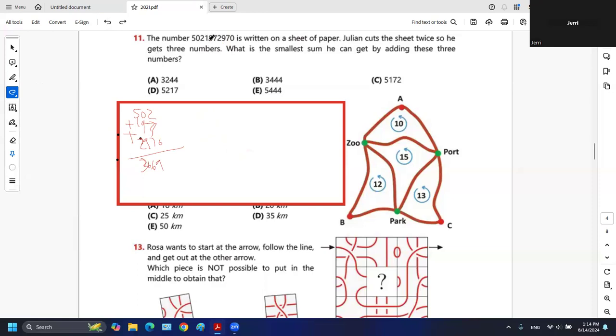Now we're gonna cut it like this. And we're gonna add 502, 1972 and 970. And that is... so B is the answer.